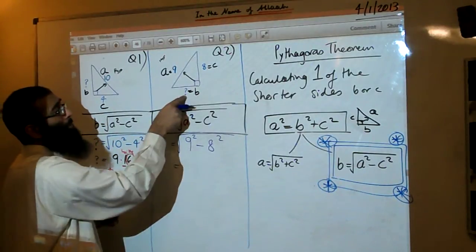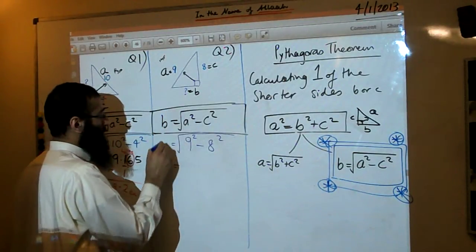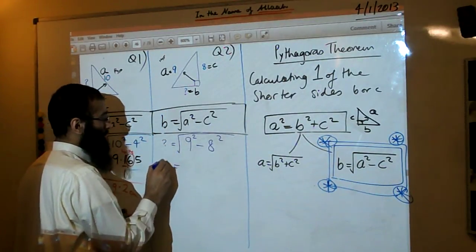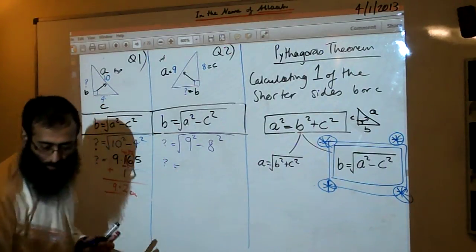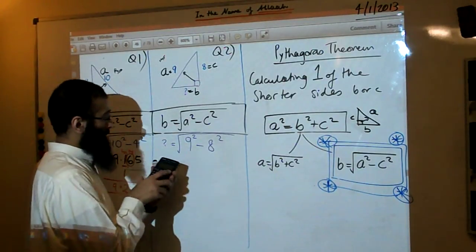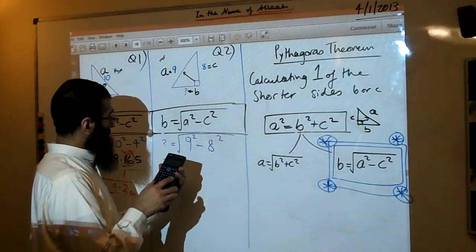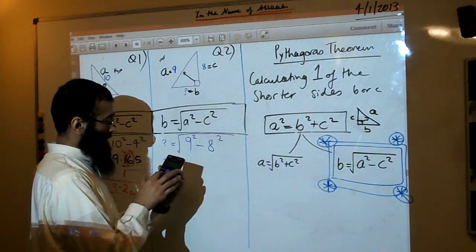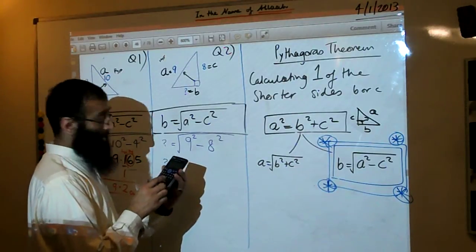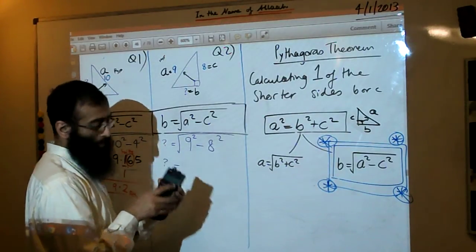Now remember, the B can be replaced by whatever letter they've given you. In our case, it's a question mark. So get our calculators. Press the square root button on 9 squared minus 8 squared: root 17, 4.123.